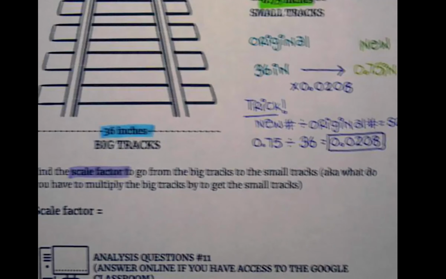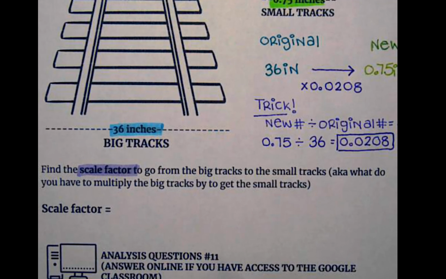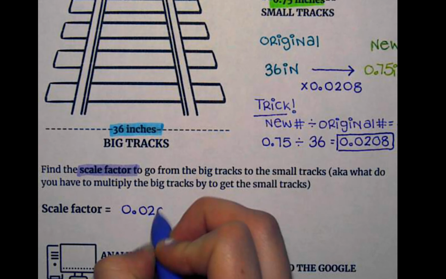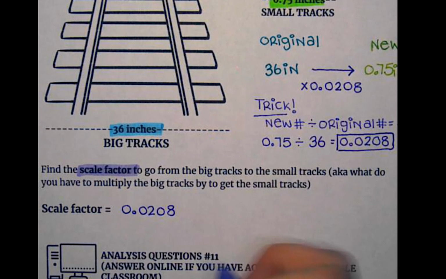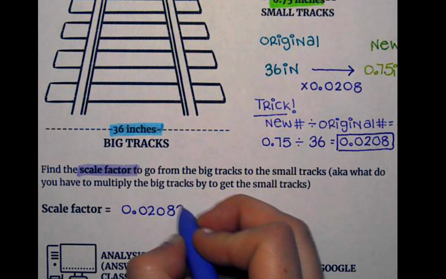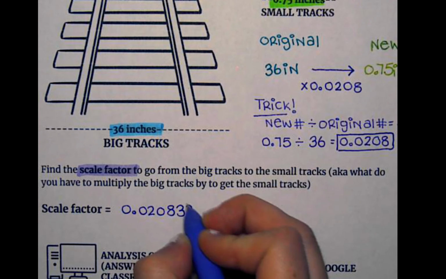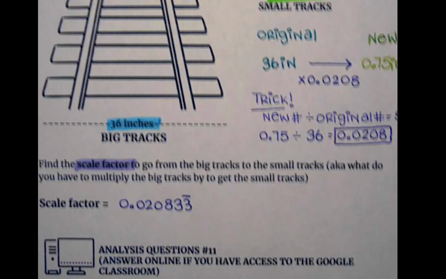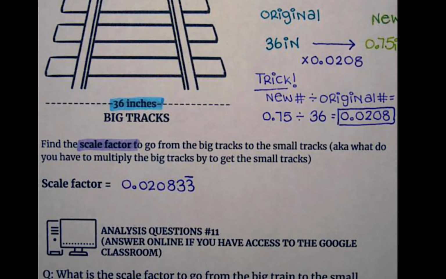So let's use that information that we just found to answer this question here. What's the scale factor? We know the scale factor is 0.0208. And for those of you that did this completely out on your calculator, it's 33 repeating, and it just keeps going on and on. And we're going to use that information now to answer the analysis questions that you have. So if you have access to Google Classroom, remember to go on and turn these in after you've written them down so that I can see them online and give you feedback.